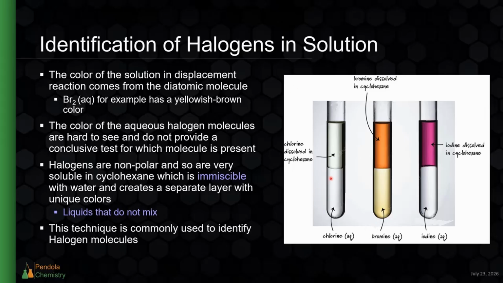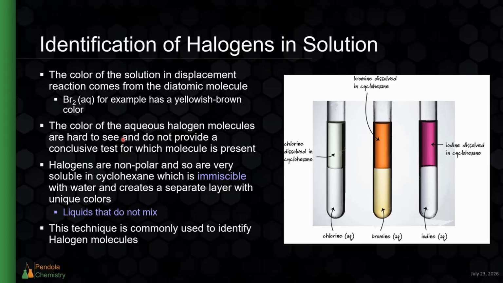We can see here chlorine is a very pale color, almost clear. Bromine has a brownish yellowish color, and then iodine actually has a very tinge of yellow, but you can see it here. It's so faint, even in the picture you can see it. So these are the aqueous solutions, and they're really hard to tell apart. Even bromine could be confused for iodine because it's also pale yellow. So the colors of the halogens in aqueous solution are not very easily distinguished.